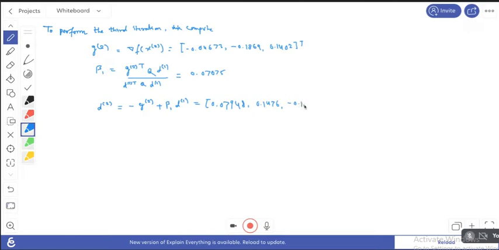Okay, so this is your d2. So now if you find d2, hence what is alpha 2.